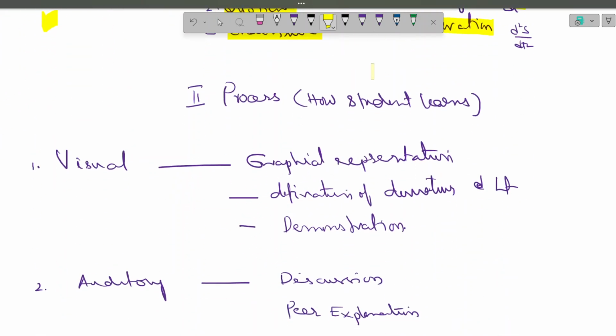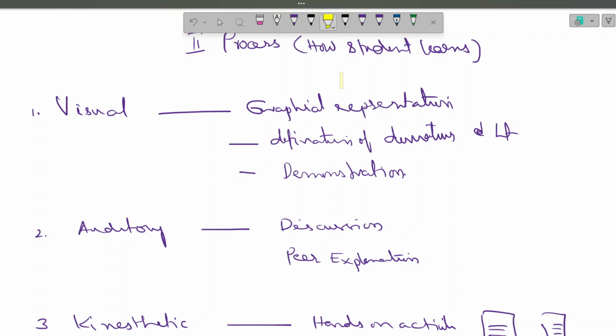For visual learners, they see and learn. What they see, they think that is right, and they will learn. So for the visual learners, you have to show the graphical representation and the definition of the derivative by the limit method. Using the limit, you have to show the limit as h tends to 0 of f of x plus h minus f of x, divided by h. Then you have to demonstrate a few problems on derivatives, basic things, for the visual learners.